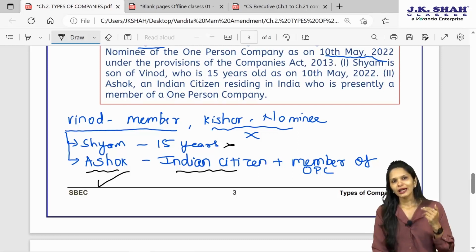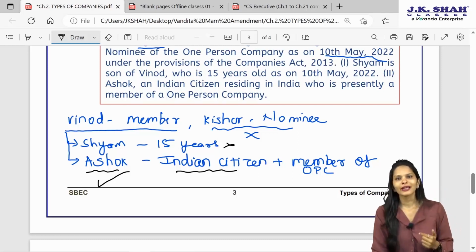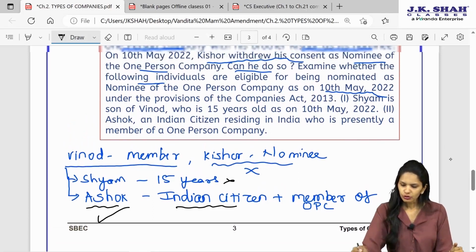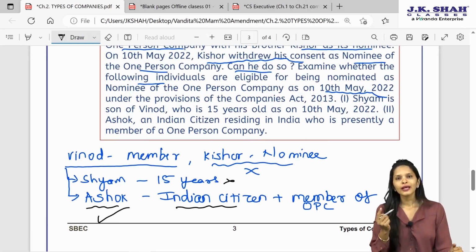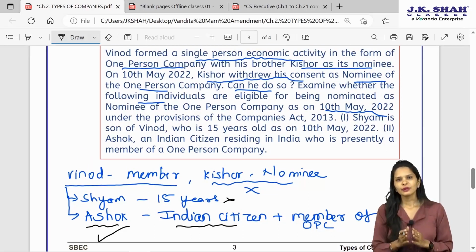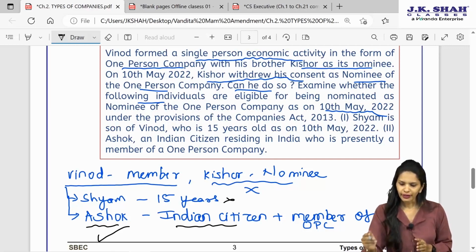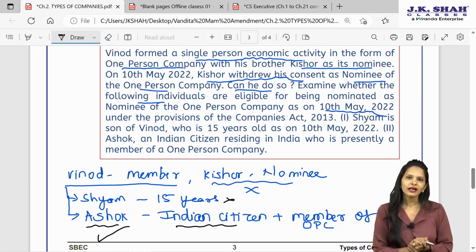After that, you are going to write arguments, where you are going to relate the above-mentioned provisions to your case law. So you have to explain why Shyam cannot become a member and why Ashok can become a member. And in the concluding point, let us go to the question once again. Who can become a member of an OPC? So we will conclude, as per Section 2 clause 62 of the Companies Act 2013, Shyam cannot become a nominee, but Ashok can become a nominee of an OPC. I hope everyone understood this.